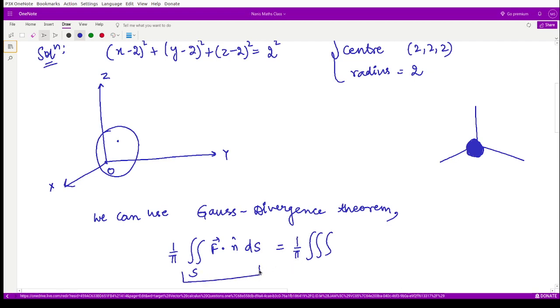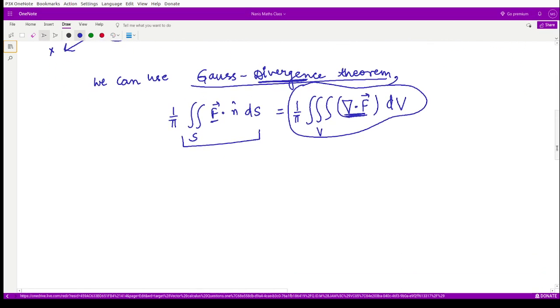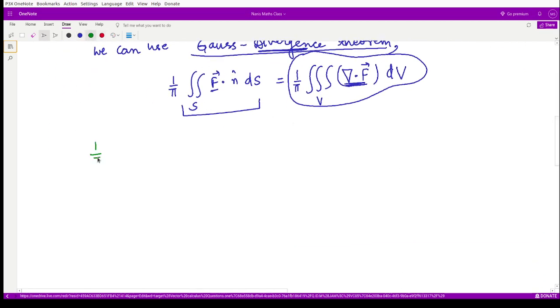So this quantity according to Gauss divergence theorem would be equal to triple integration over V of the divergence of the vector f dV. So this is the Gauss divergence theorem, and by the name it has divergence, so we'll apply whatever is the vector f here, the divergence of that vector. So instead of calculating this portion, we'll now focus our concentration onto this particular part. So here let's solve this part. So we have 1 upon pi triple integration over V of del dot vector f dV.